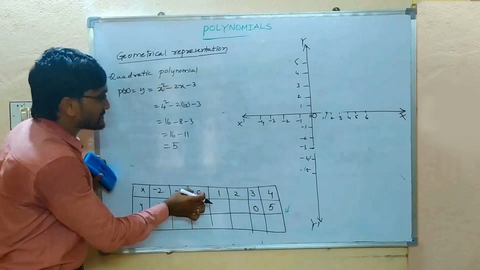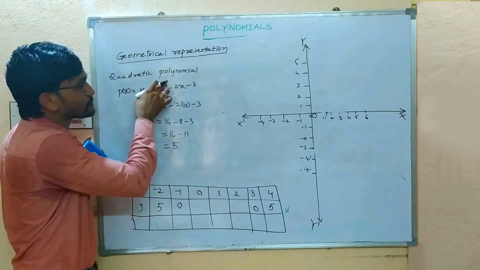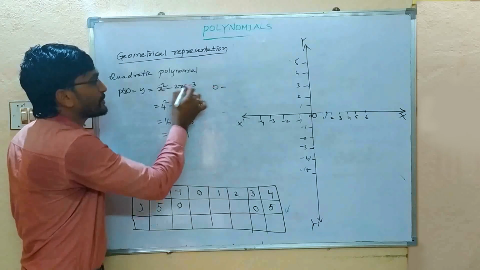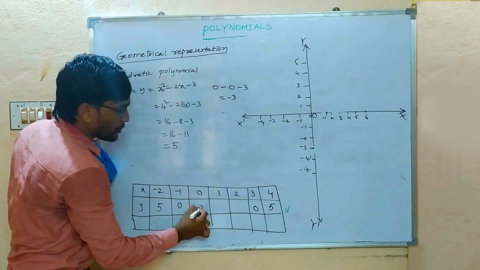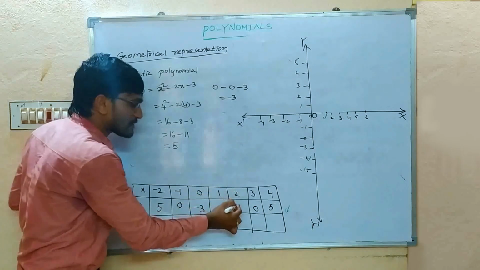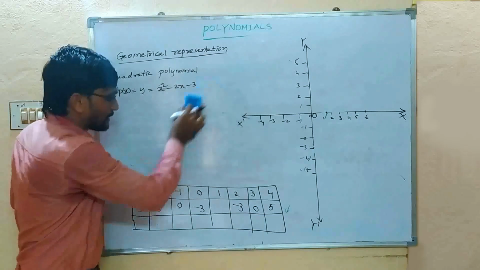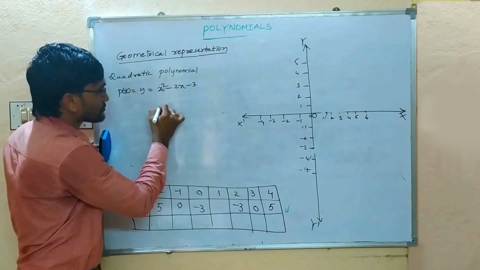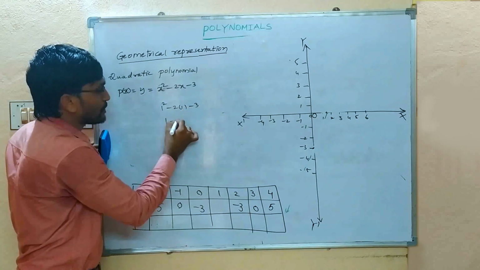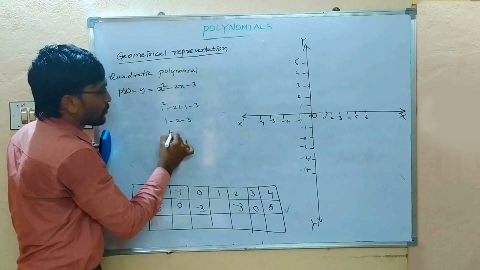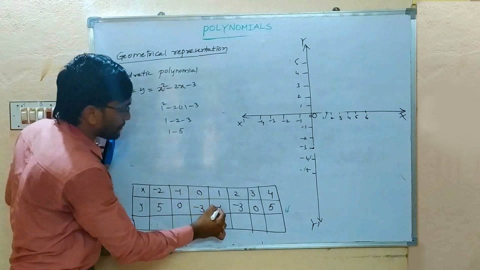So now at x equal to 0, in place of x we have to keep 0. 0 square is 0, minus 2 into 0 is 0, minus 3. Nothing but minus 3. So the value at x equal to 0 is minus 3. Once we have to verify again at x equal to 1. 1 square, 2 into 1, minus 3. 1 square means 1, 2 into 1 is 2, minus 3. 1 minus 5 is nothing but minus 4.